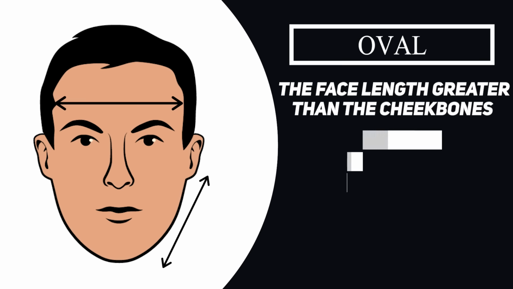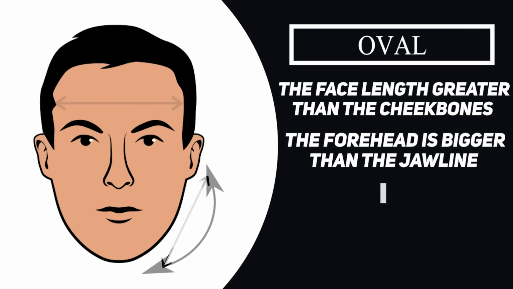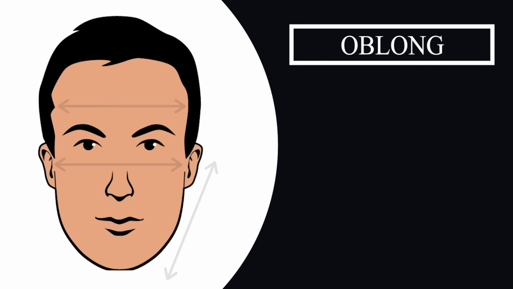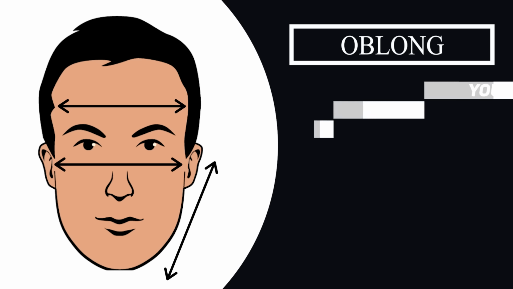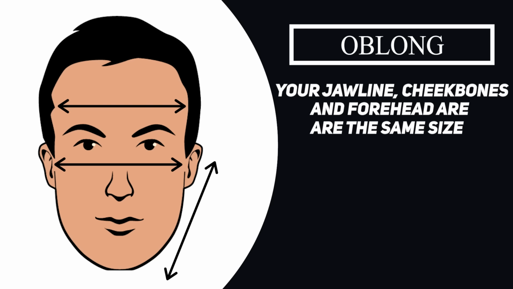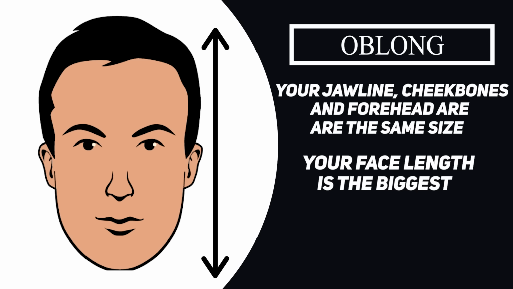Now let's go to the next one, the oval face shape. The face length is greater than the cheekbones, and the forehead is bigger than the jawline, and the jawline is more rounded. Now if we go to the square face shape, the square face shape is easy because all 4 of the lengths are usually similar, right? The only difference in most cases is that the jawline is sharper. Now if you have a rectangle or oblong face shape, your jawline, cheekbones and forehead are roughly the same size, but your face length is the biggest.